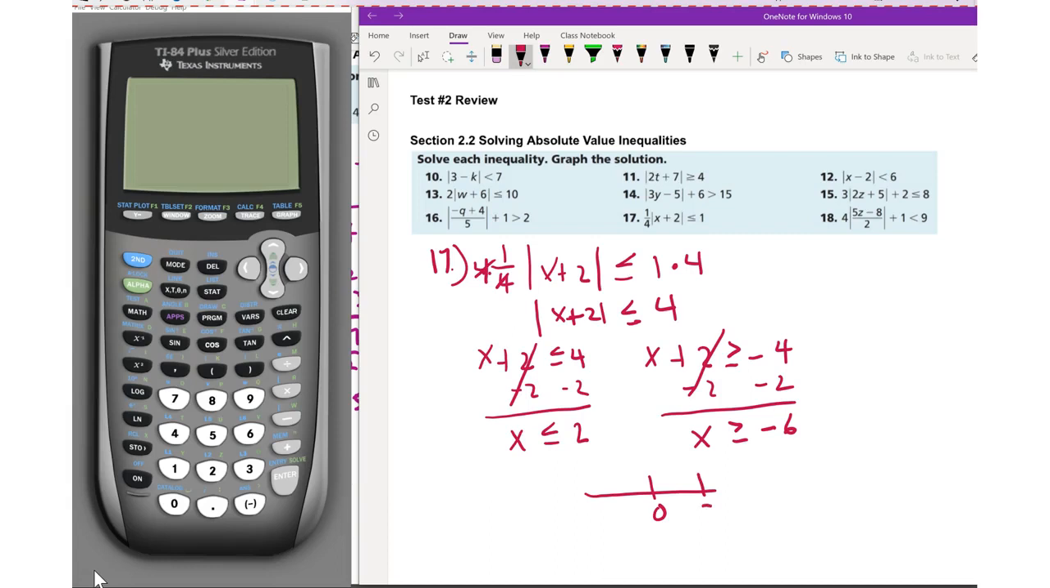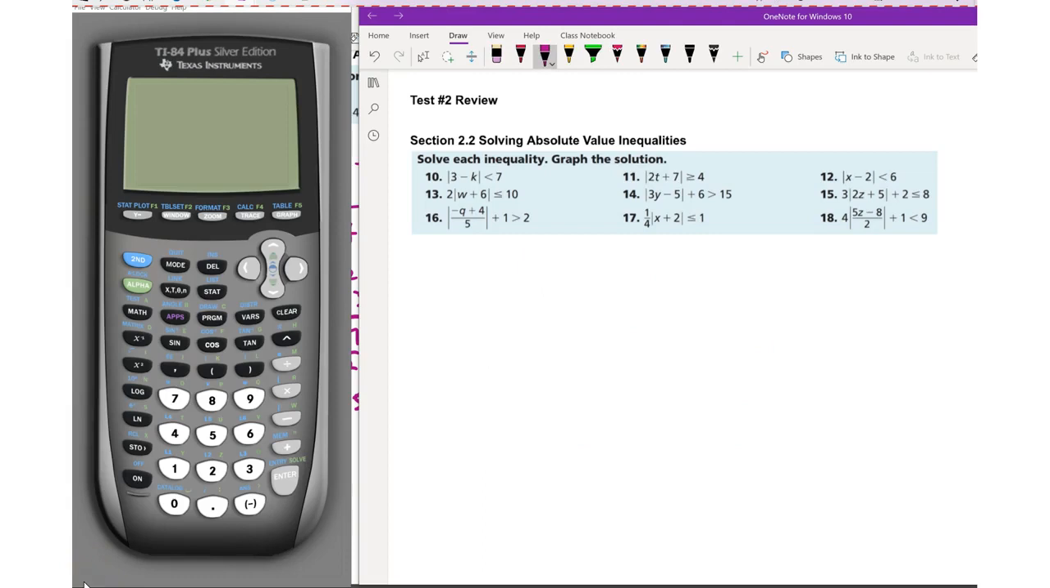So we have our solutions here. Circle, circle. So we have less than 2, greater than negative 6, and so your answer will consist of all the numbers between negative 6 and 2. That's going to be your answer, all the numbers between negative 6 and 2. I'm going to go ahead and do number 18.